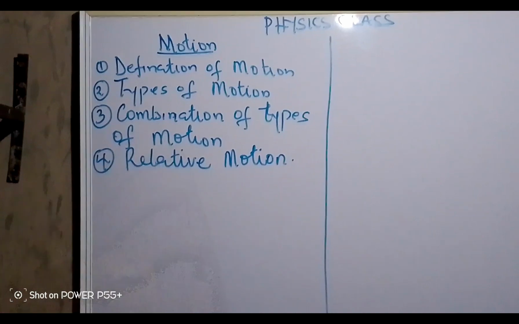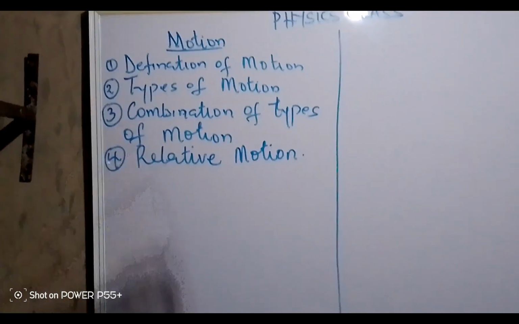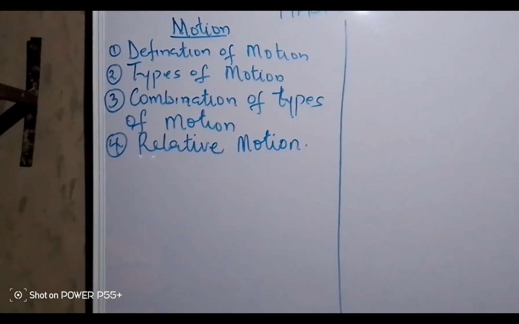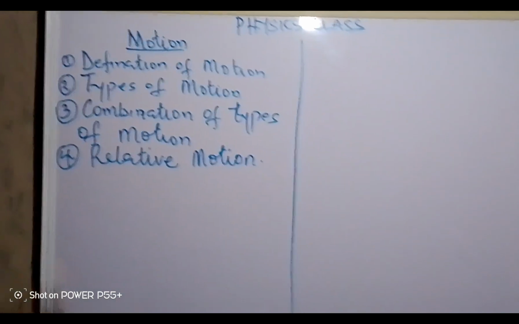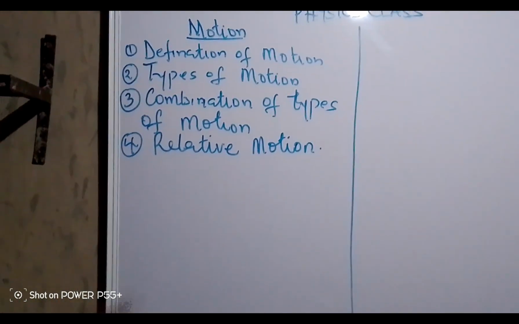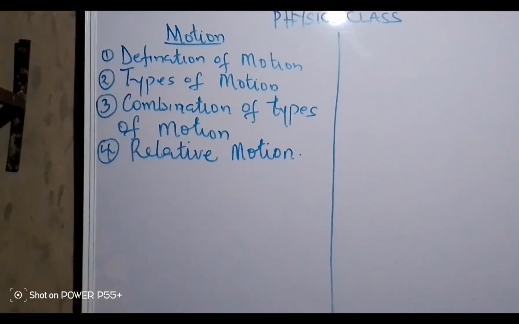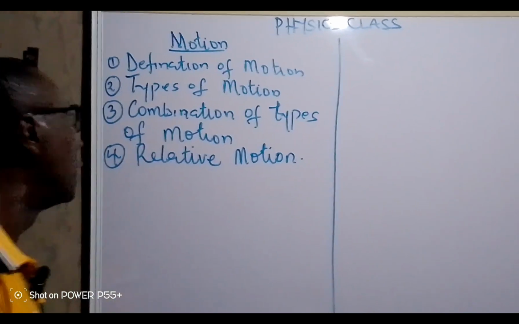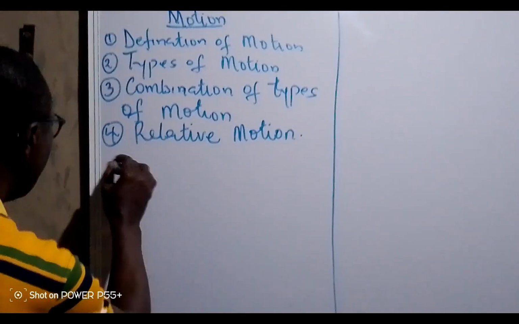So the topic before us today is motion. And what we are going to look at under the topic today are definition of motion, types of motion, combination of different types of motion, and relative motion. The first one, definition of motion.